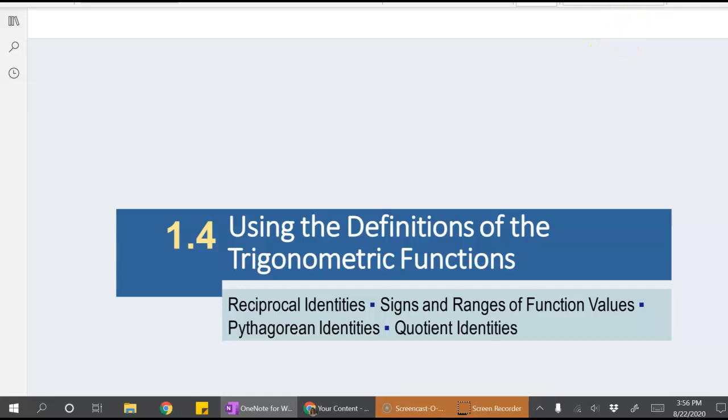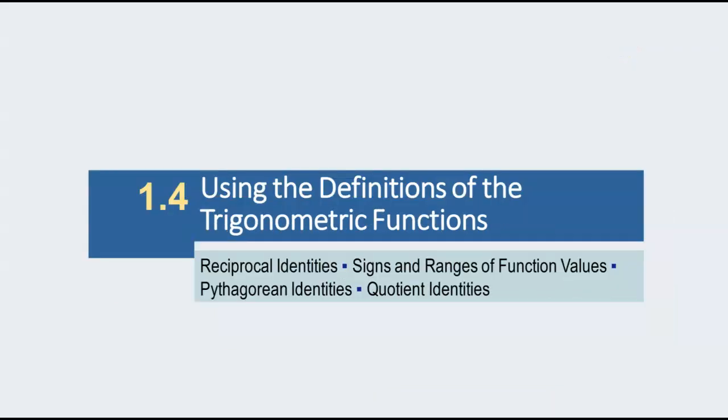This video is covering section 1.4 in your trigonometry book. We are going to use some of the definitions that we learned in the last section. We learned about the 6 trig functions, and then we're going to talk about our first set of formulas, which are the reciprocal identities. We talked a little bit about those in the last video, the Pythagorean identities and the quotient identities.